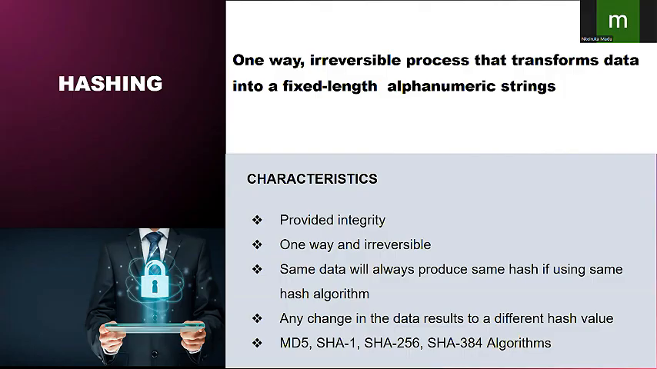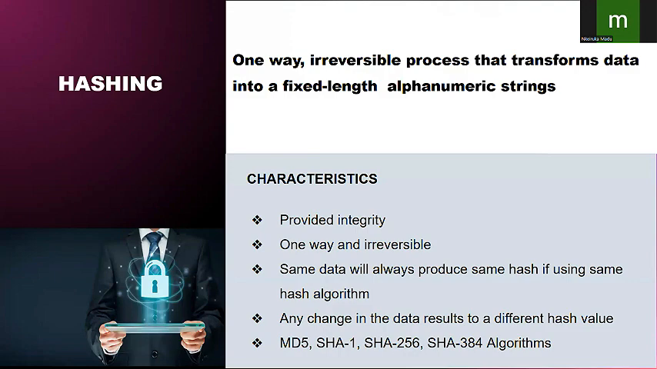So we say that hashing is a one-way irreversible process that transforms data into a fixed length alphanumeric string. That means, number one, it is a one-way algorithm. Two, it is irreversible. Unlike encryption, encryption is reversible. You can use reverse engineering on encryption to decrypt it as long as you have the required keys, algorithm, and the right file to decrypt. You can do reverse engineering in encryption and get back the original file.